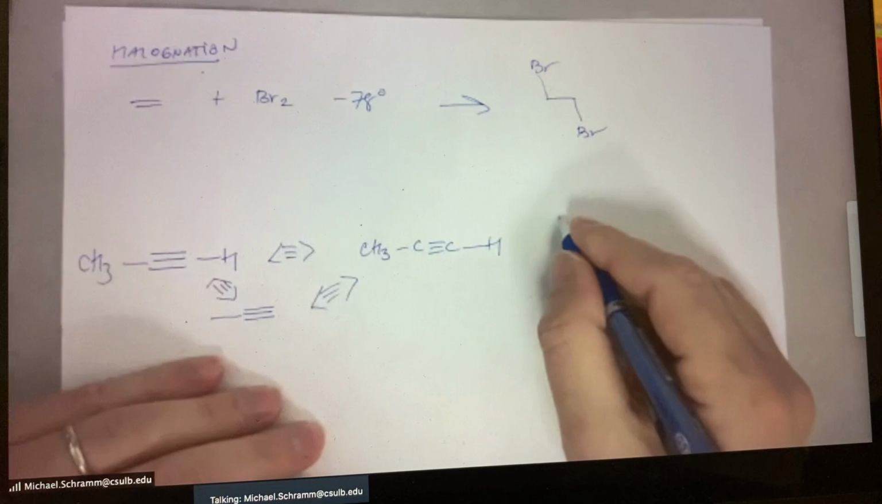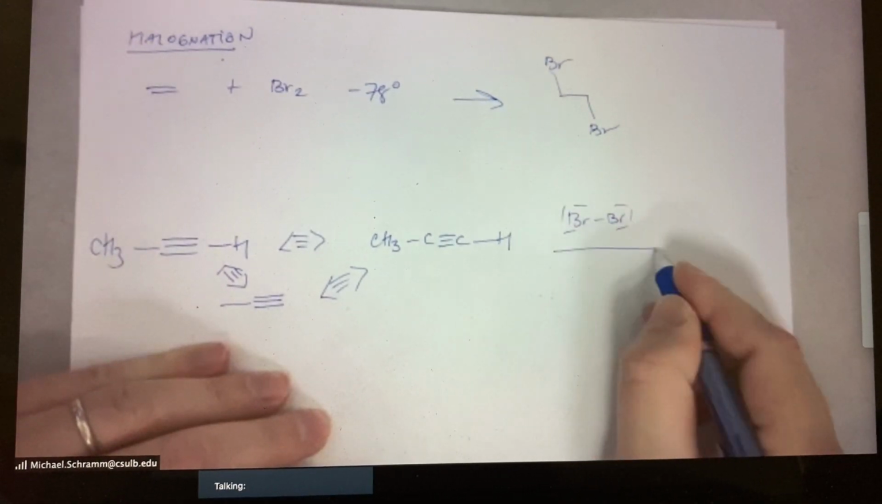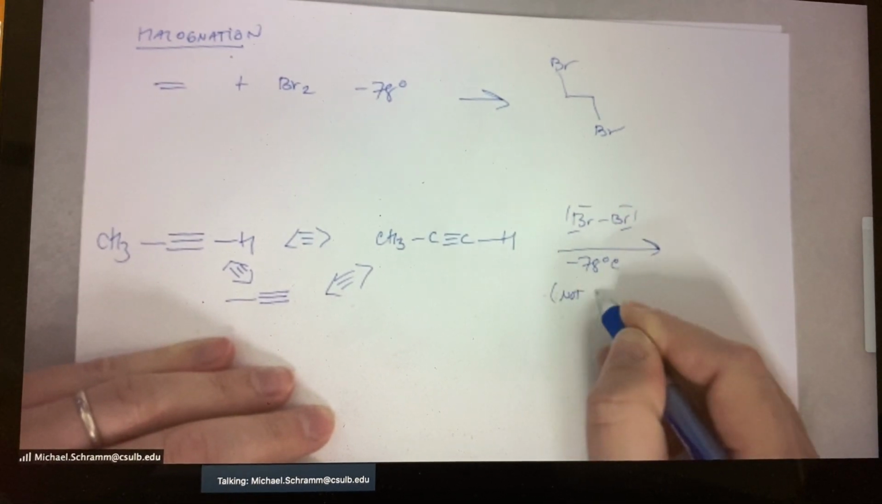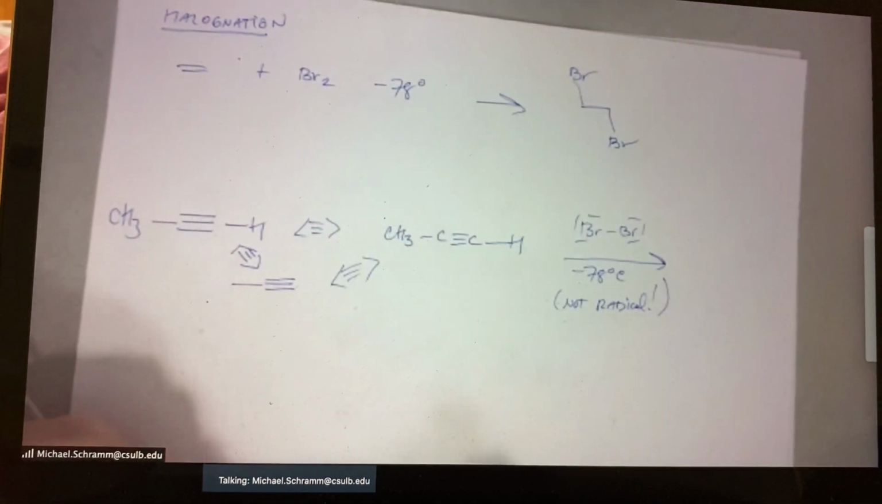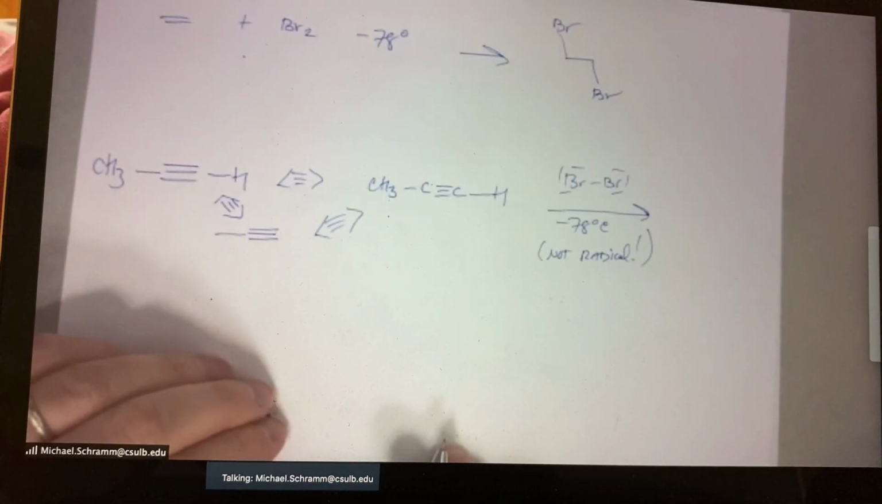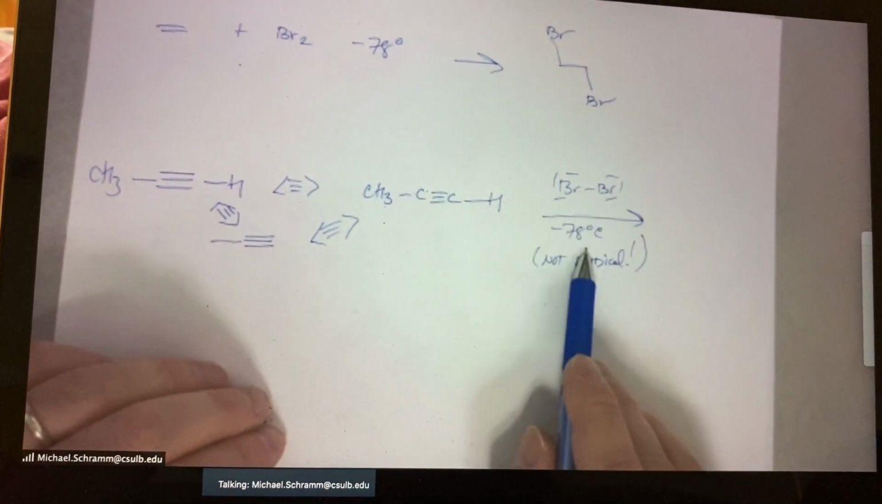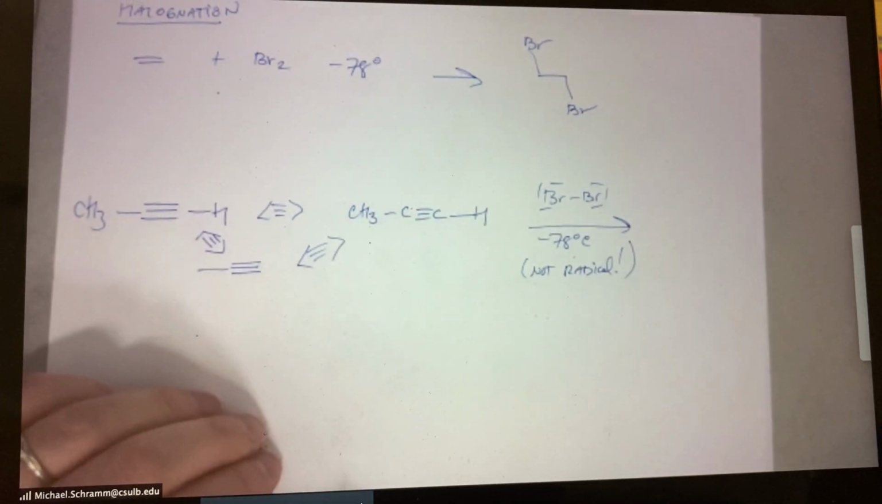Let's take this one here. Let's take Br2. It's done at minus 78 degrees C. Not a radical reaction. Please don't draw radical reactions for our alkene reactions. Don't confuse radical halogenation of alkane with low temperature, not radical halogenations of pi bonds.